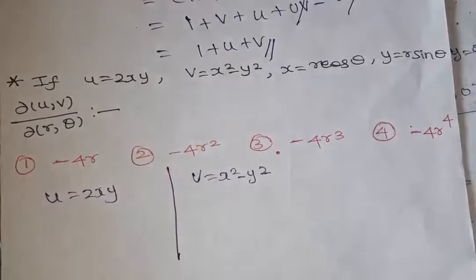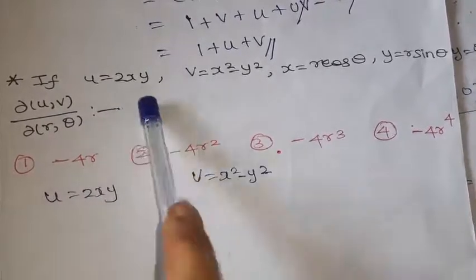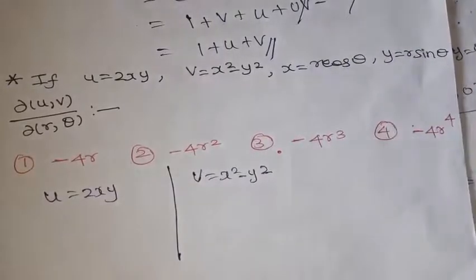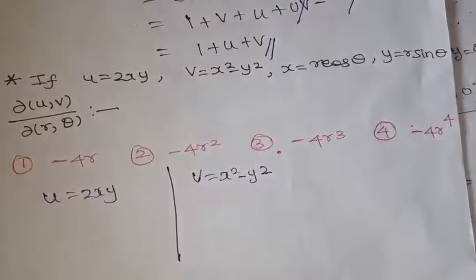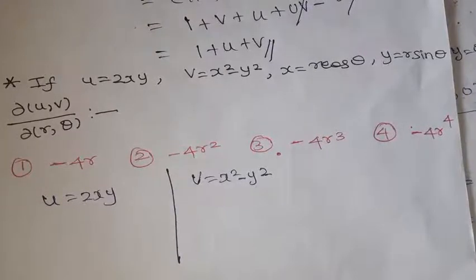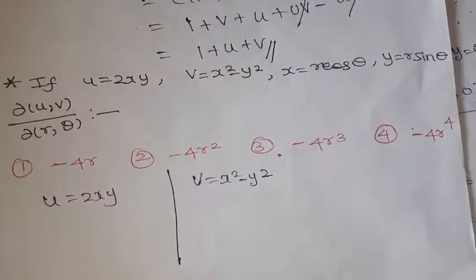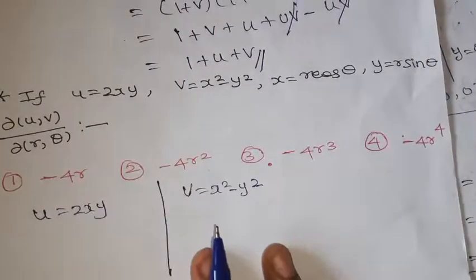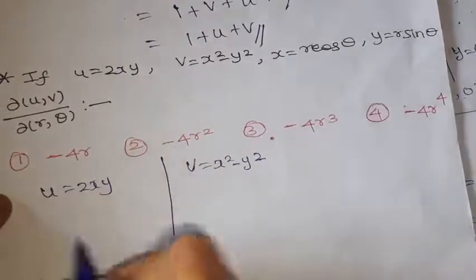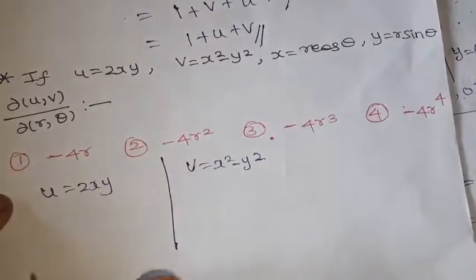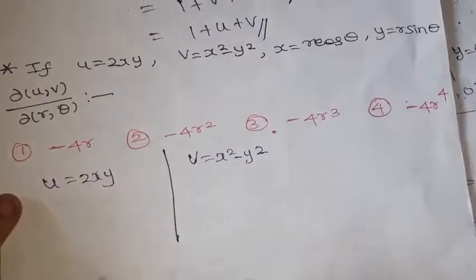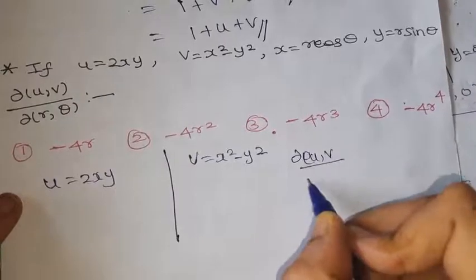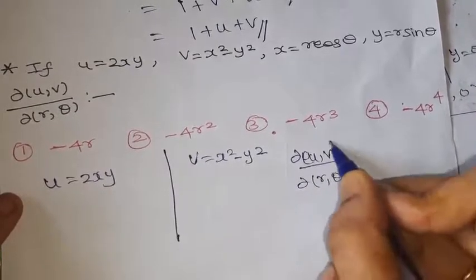We have seen the properties of implicit functions. So u and v are dependent on x and y, where x and y are functions of r and theta. So we need to find out the ∂(u,v) divided by ∂(r,θ). How can we write?